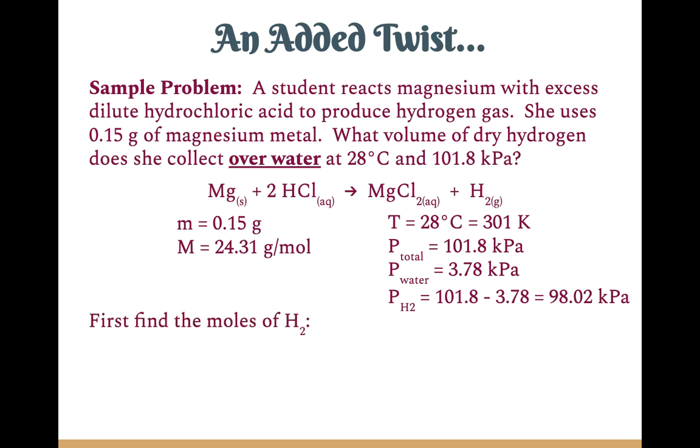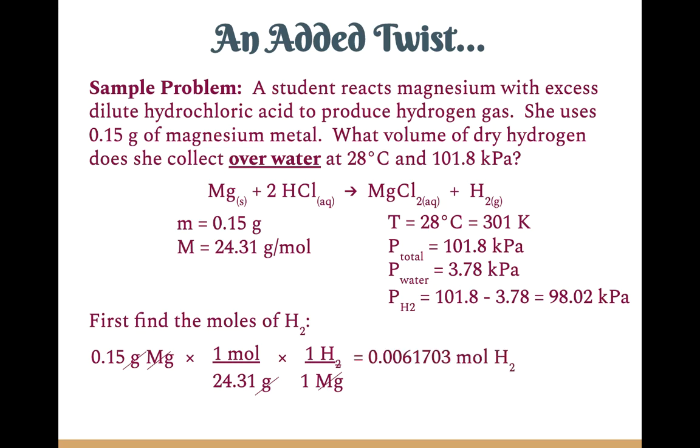The first thing we're going to do is find the moles of hydrogen that are produced. We're going to do that by finding the moles of magnesium first and then converting to the moles of hydrogen. So we have 0.15 grams of magnesium. We use the molar mass of magnesium to get to moles. And then we use the mole ratio, which is 1:1 in this case. So we find that 0.15 grams of magnesium would produce 0.0061703 moles of hydrogen.